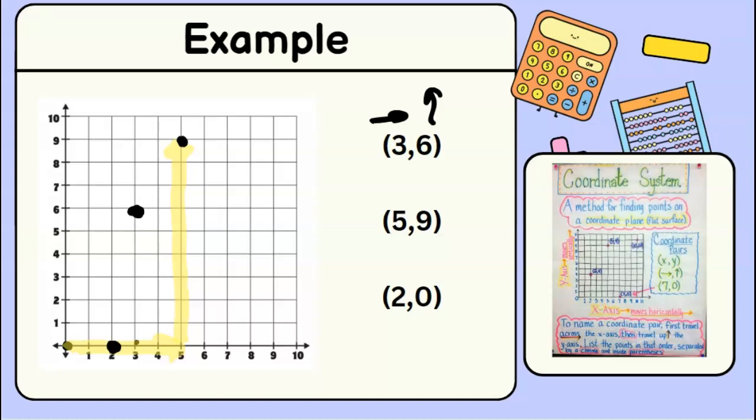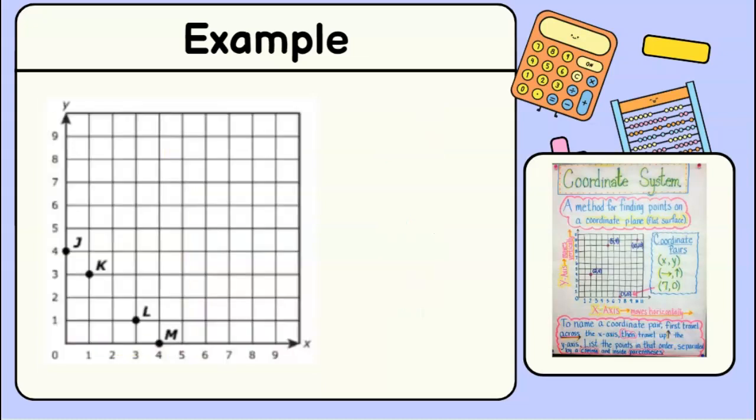So when I'm given ordered pairs, very simple. I look at my coordinate plane, I count however many spaces it wants me to move to the right, and then however many spaces it wants me to move up. Remember, my first number is always my x, and my second is always my y. My x always moves right, my y always moves up.